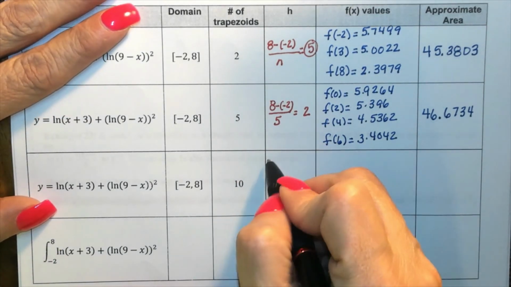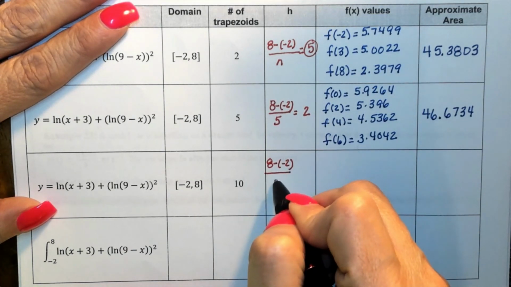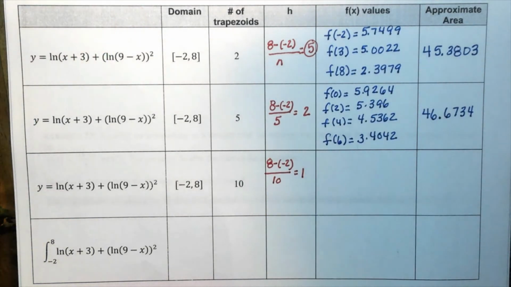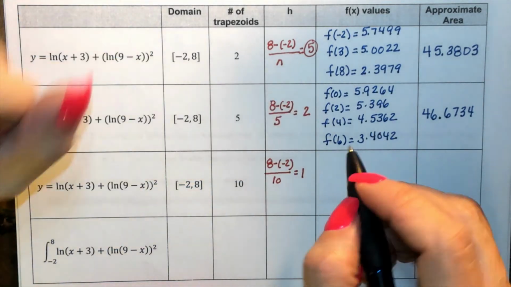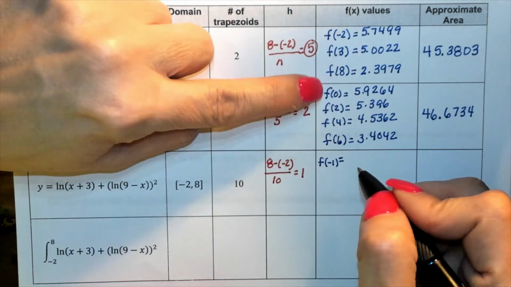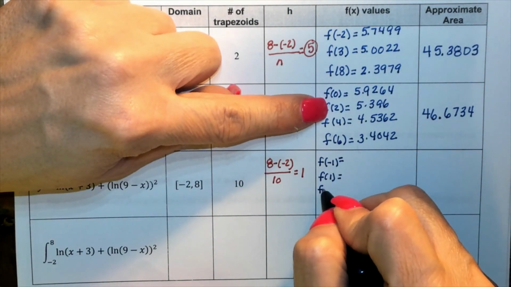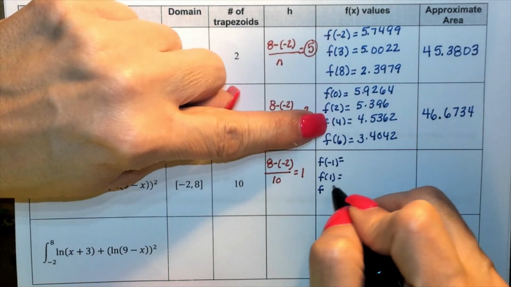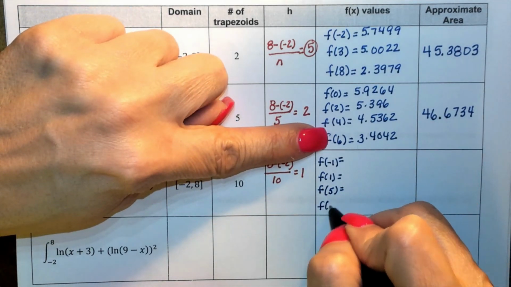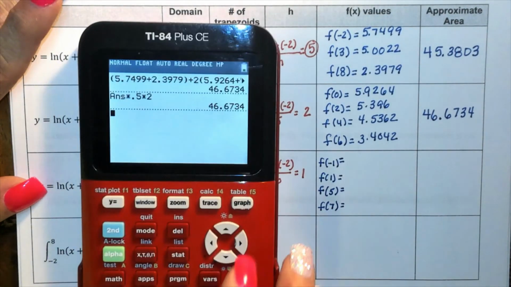So I'm going to say, let's see, it's going to be 8 minus -2 over, this time 10. 10 over 10 is 1. So that means we are doing every single one. So f of -2, f of -1. We already have 0. We need f of 1. We already have 2. We need f of 3, f of 4. So we need to add f of 5, f of 6, f of 7. And that should be all of them. All right. Here we go.